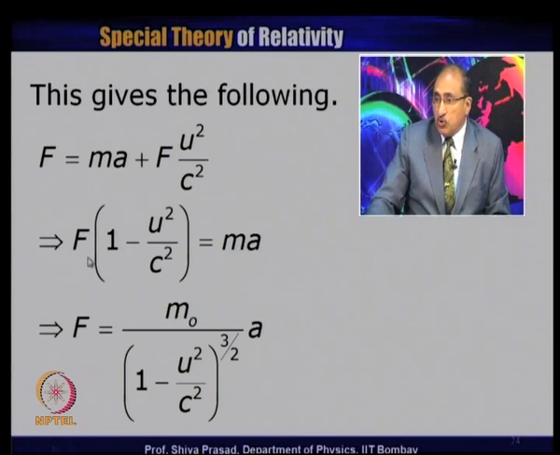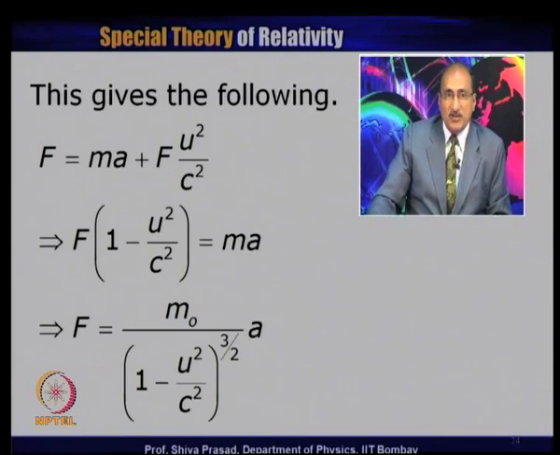All right. So therefore, this I can write as F is equal to m naught, and there is a gamma u which was 1 upon under root 1 minus u square by c square, and there is another factor of 1 minus u square by c square which is coming from this here. So when this gets divided, remember here this is m naught, here it was m, so m naught, and that additional gamma u I have incorporated here, and this becomes now 1 minus u square by c square to the power 3 by 2.